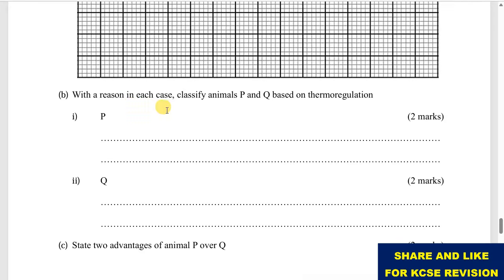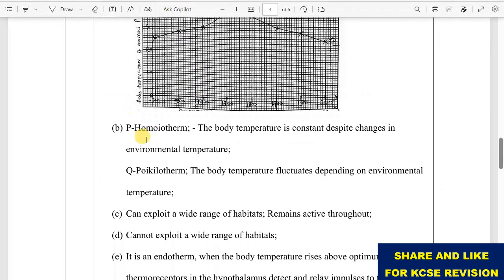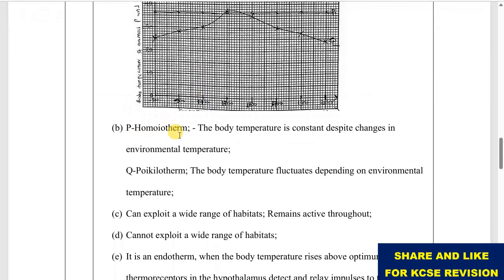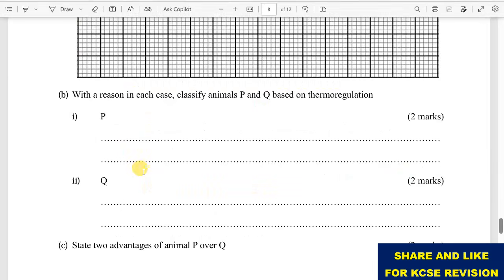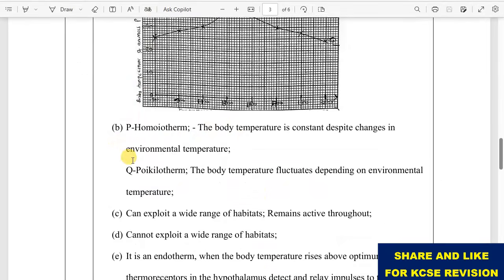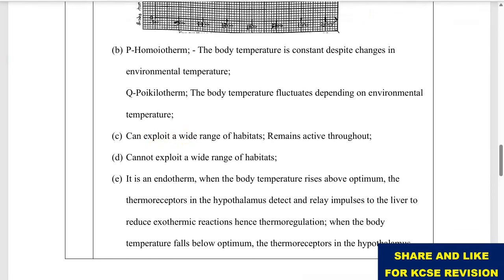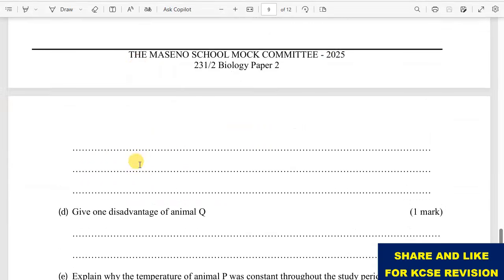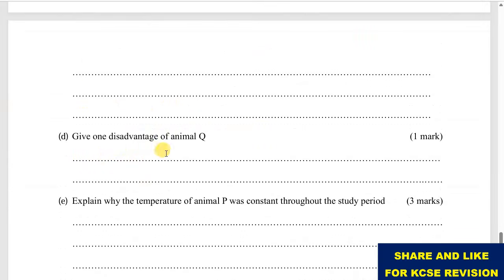With reason in each case, classify animals P and Q based on thermoregulation. P: homoiotherm, the body temperature is constant despite changes in environmental temperature. Q: poikilotherm, the body temperature fluctuates depending on the environmental temperature. State two advantages of animal P over Q. Can exploit a wide range of habitats, remains active throughout.